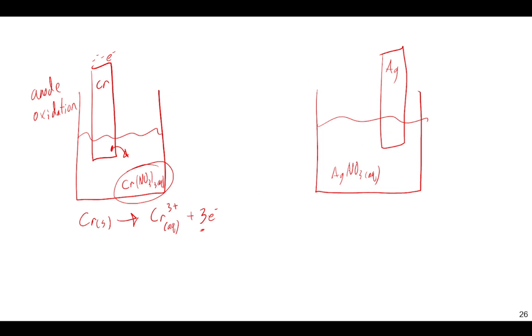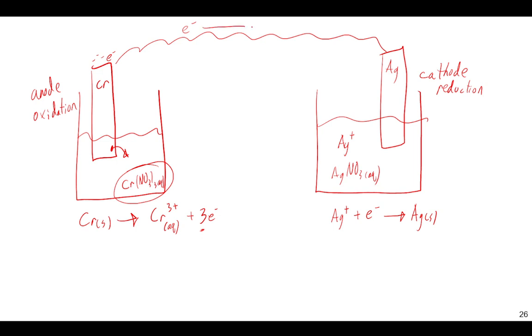On the right, we have silver. It exists in the solution as silver plus. That is jumping onto the rod to make solid silver, in the process neutralizing a single electron. Now, we can identify the silver electrode as the cathode. This is reduction. It is gaining an electron. We can add our wire here. Electrons are going to flow this way from anode to cathode.